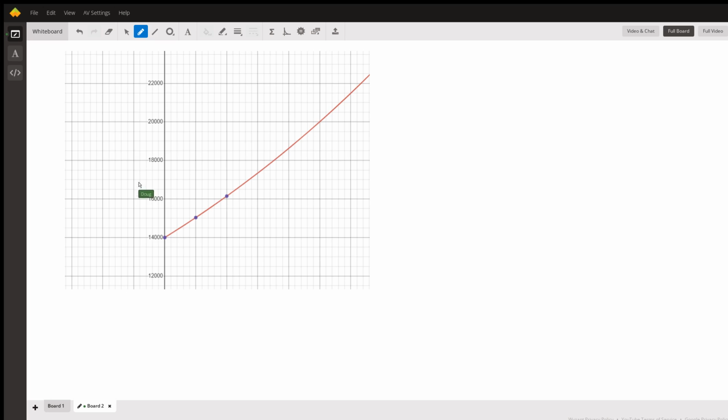So there's the initial organism population, 14,000 at time 0, and it's growing exponentially. That's not a straight line. It's growing very rapidly.